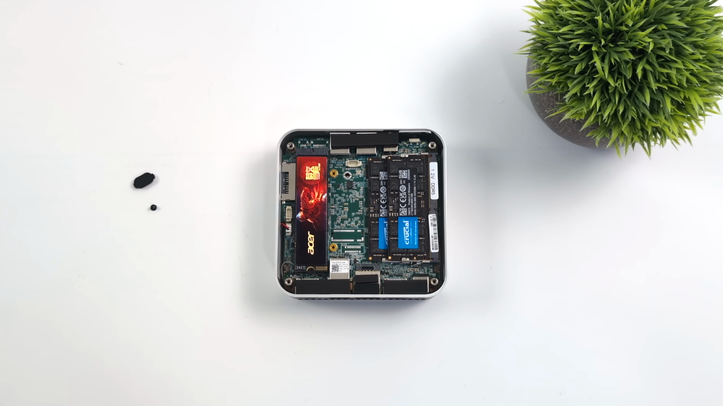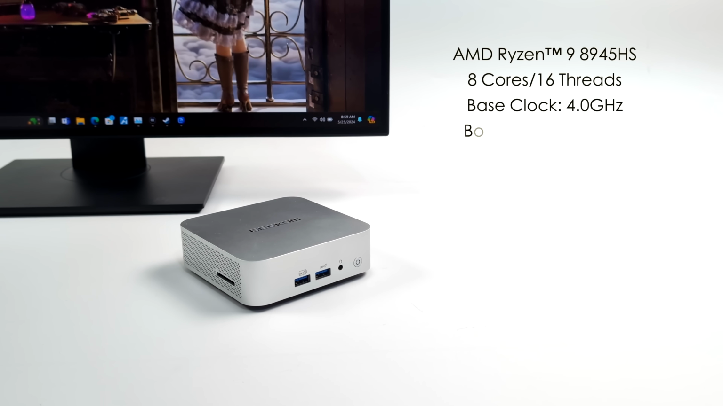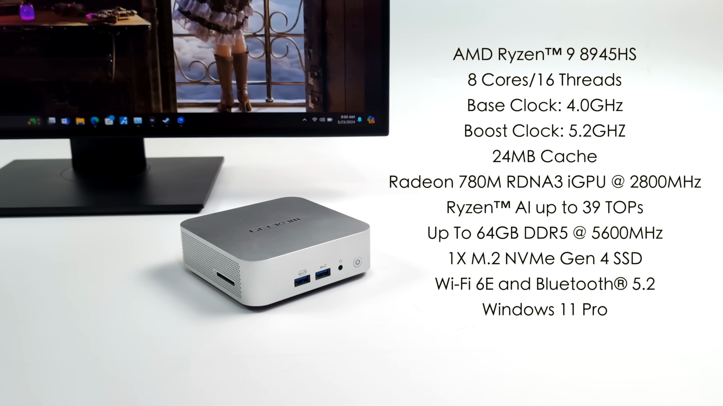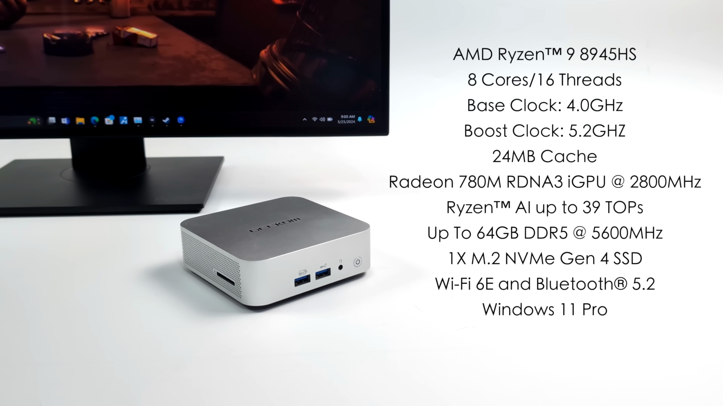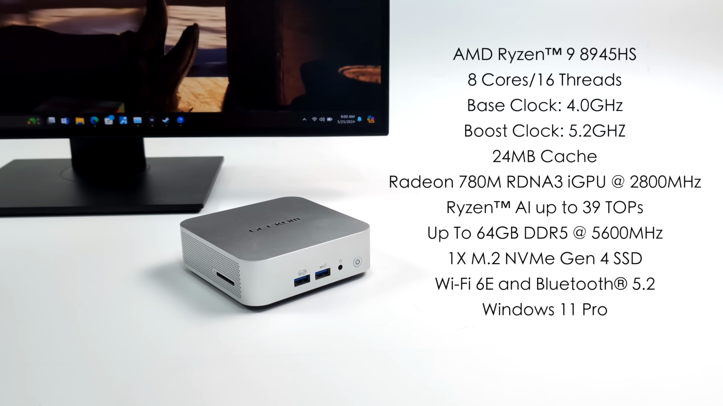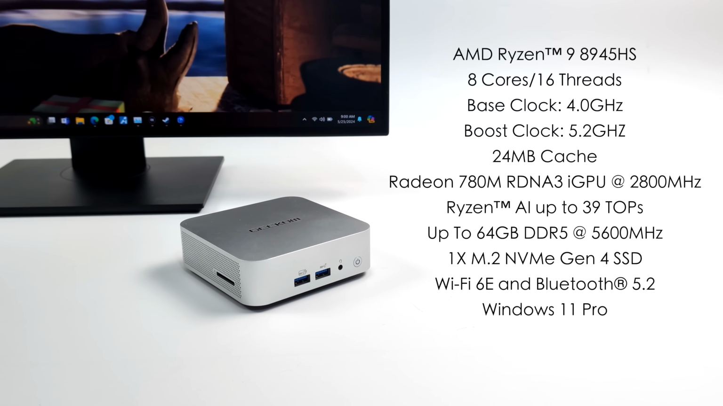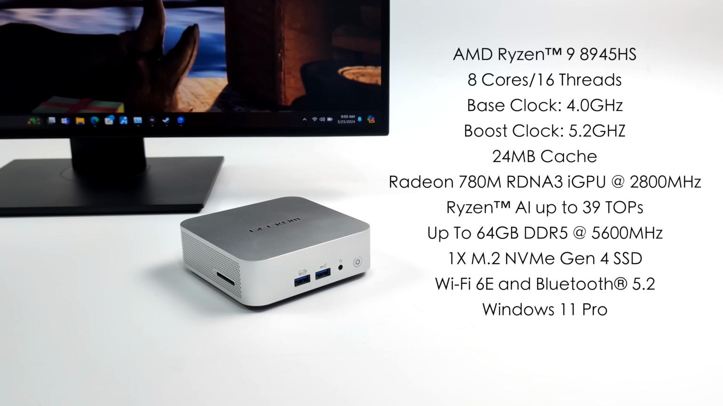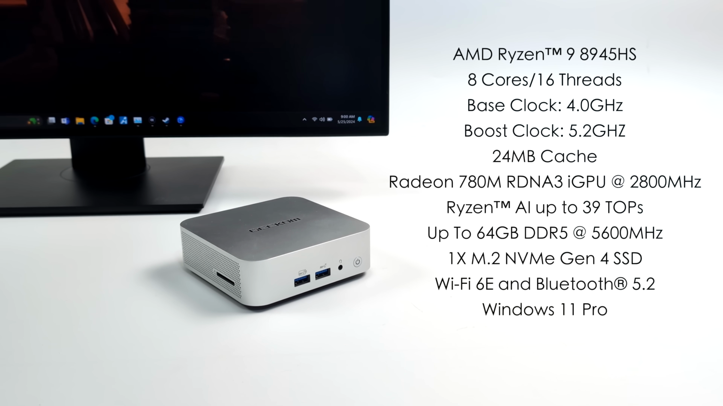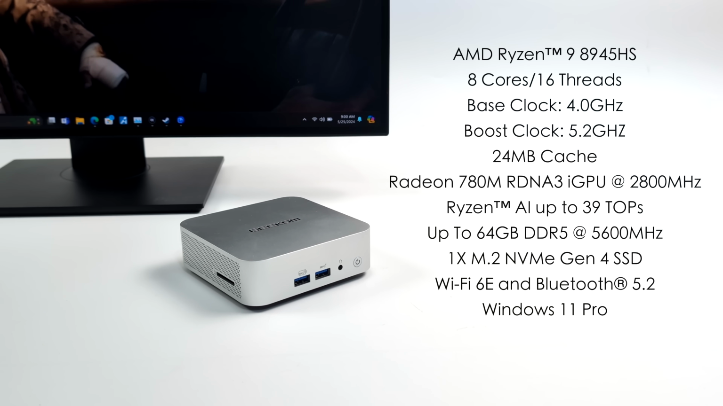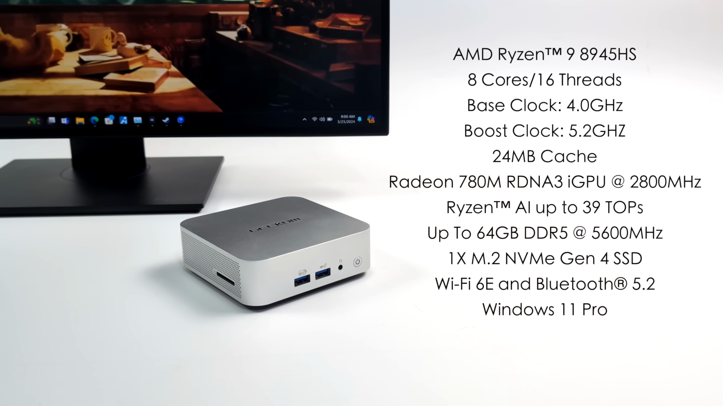When it comes to the specs of the new GEEKOM A8, what we've got here is the AMD Ryzen 9 8945HS, but keep in mind they do offer a Ryzen 7 version here, so it'll have the Ryzen 7 8845HS. But this is their higher end model. We've got 8 cores, 16 threads, a base clock of 4 GHz and a boost up to 5.2, 24 megabytes of cache, and we've got the Radeon 780M RDNA 3 iGPU up to 2800 megahertz in this.